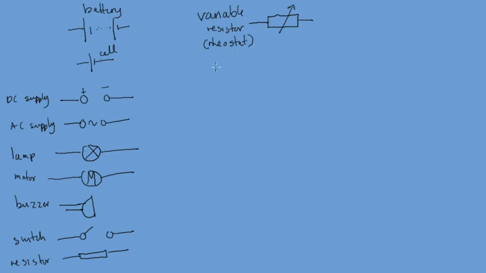And we also can have another type of variable resistor. So this one, another variable resistor, is called a potentiometer. And we will just be talking about the differences between these two types of resistor very shortly.